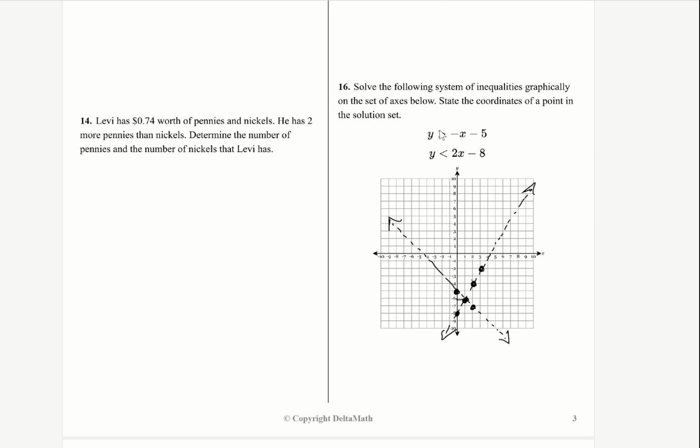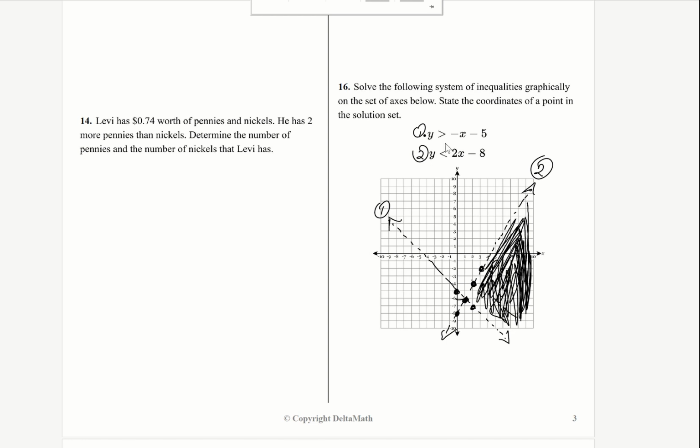Okay, so for the first line, this is my line number 1 and this is line number 2. It says y is greater than, so I'm going to have to shade above. And for my second line, it says y is less than, so I'm going to shade below. So the point of overlap here, where I shade above and below, is going to be this region right here. And that would be your answer showing graphically how the two inequalities overlap.